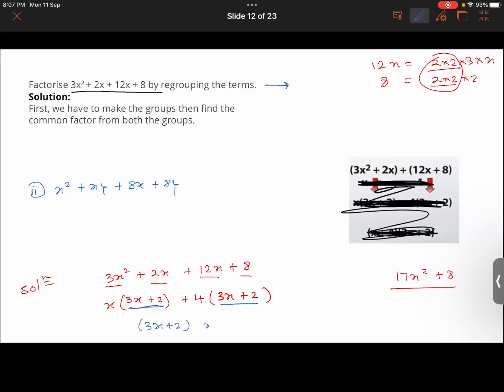So what is left? X and 4 are left, 4x. And they are going to be in addition because the terms of the expression here are in addition. These two terms are in addition here, and it will be in multiplication right now. So this is the required answer. Hope it is clear. Okay, see the next question and solve this one.